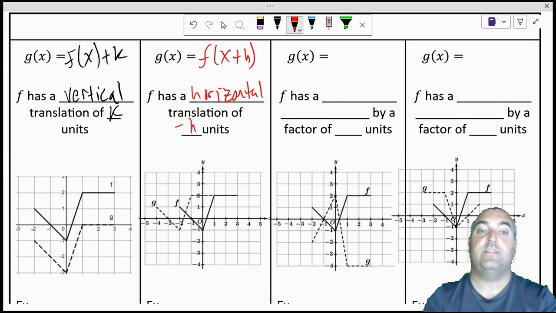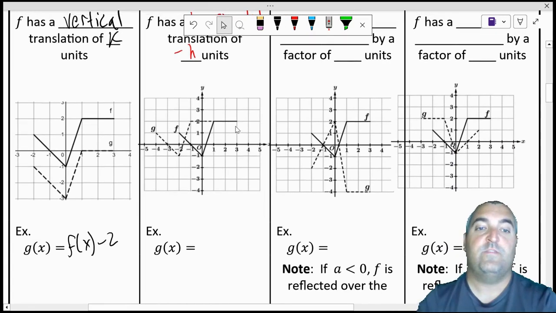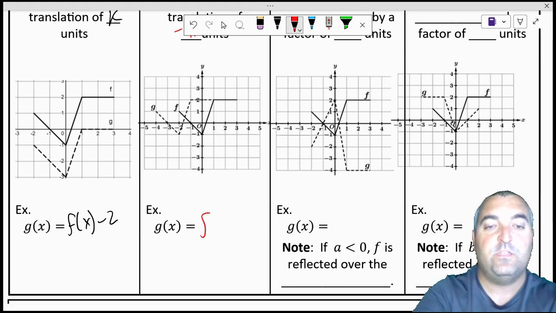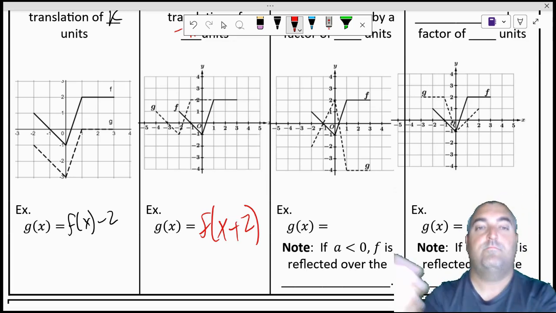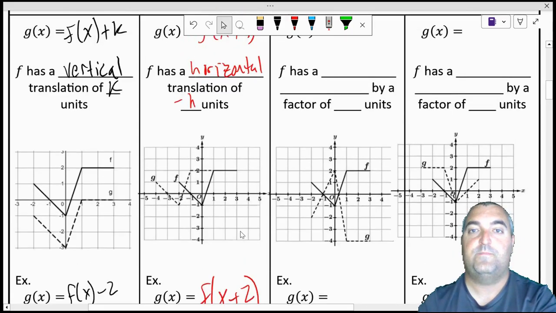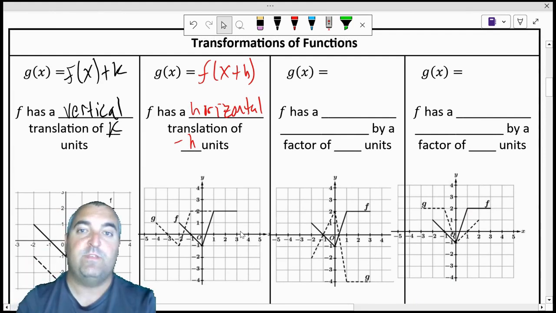It's also the opposite of what we think. Normally on a number line, you think, oh, to the right is positive, and left is negative. Here, if you see something moving to the left, you're actually going to write x plus, and this was 2 units. Minus for right. This one moved to the left, so it's plus 2. If this had been moved to the right, you would have had the minus. If it's moved to the left, it's the plus. So there are your two addition ones, where you either add it outside the function or inside with x.